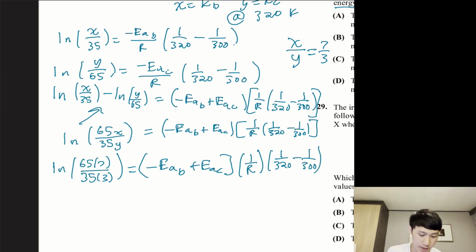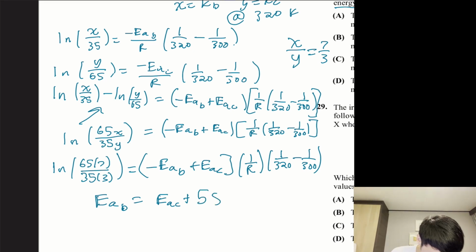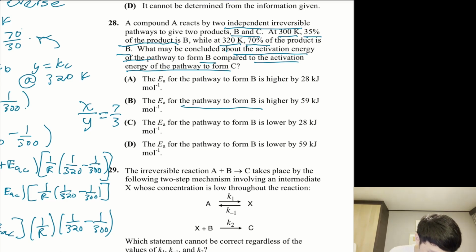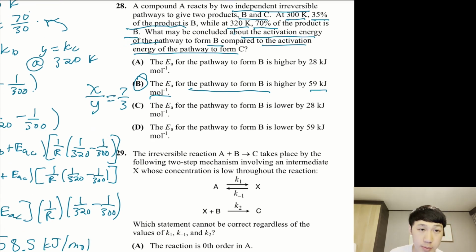So when we solve for EAB and EAC, we actually find that EAB is equal to EAC plus, I think, 58.5 kilojoules per mole, something like that. And if we look back at our options, this means that the activation energy for the pathway to form B is 59 kilojoules per mole higher than that of C. So B is our correct answer.